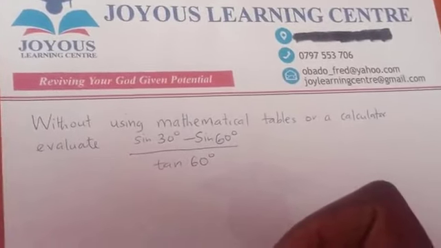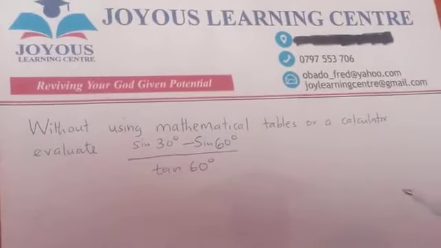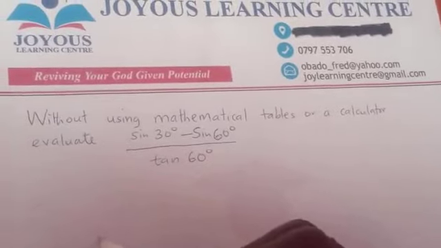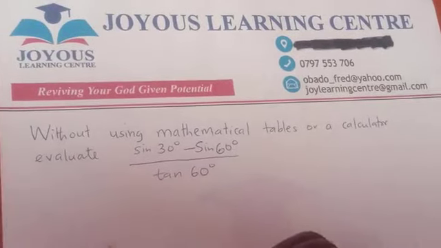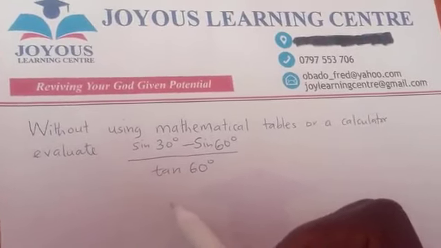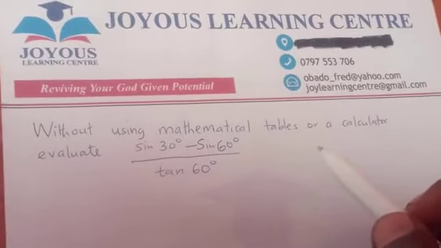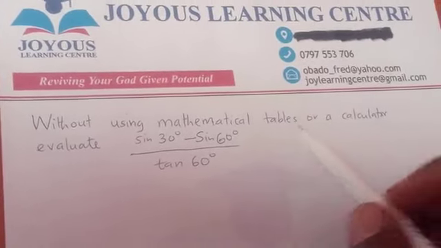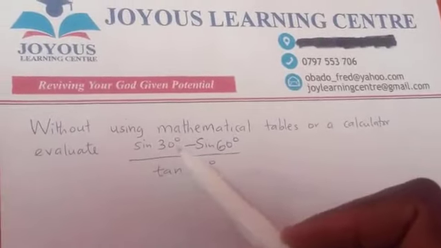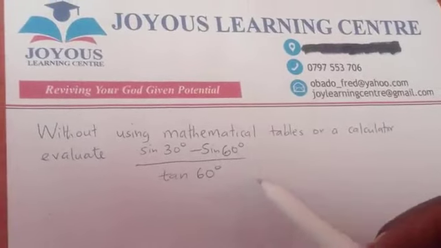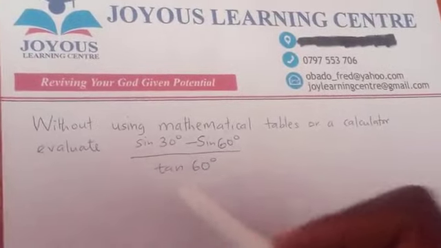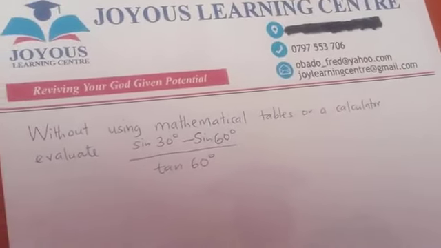And in this case we have a lesson of mathematics, a continuation of a trigonometric ratio question that we did on the previous video. This is now an application question to help you understand how to apply the trigonometric ratios we did on the previous video. Without using mathematical table or a calculator, evaluate (sine 30 degrees minus sine 60 degrees) over tan 60 degrees. This is a question that requires you to know how to apply trigonometric ratios.